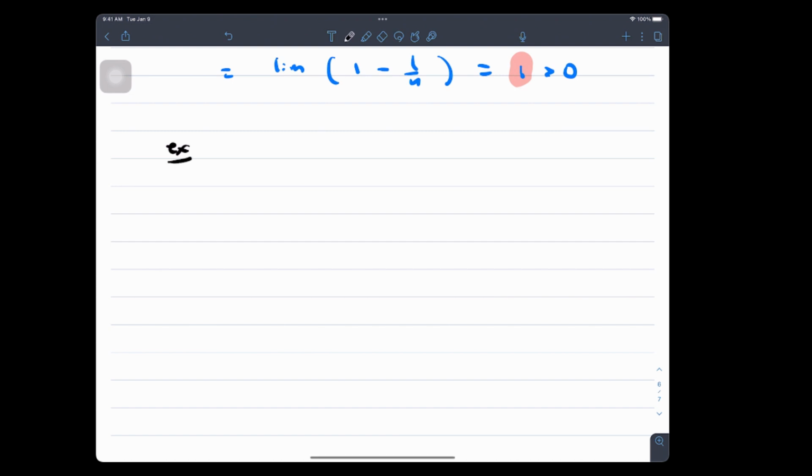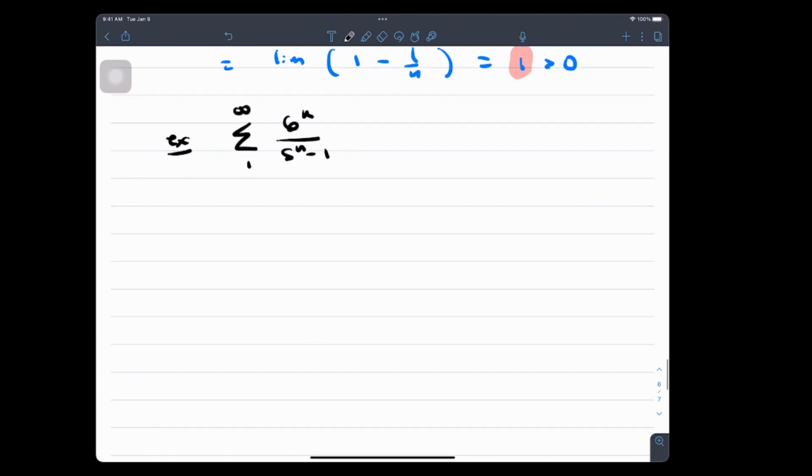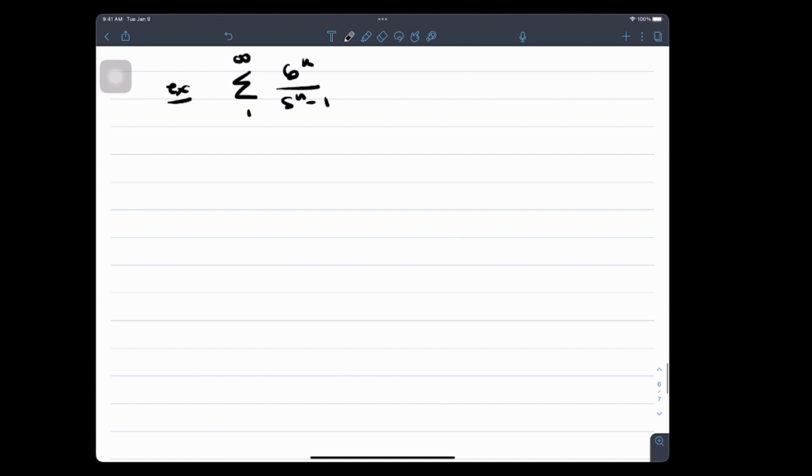What do you guys think? Easy peasy? Limit comparison test. I want to move this down.